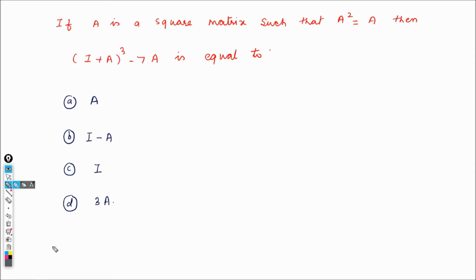So let us understand one more important question here. If A is a square matrix such that A square is equal to A, then we have to find (I plus A) cube minus 7A. So let us calculate this one.